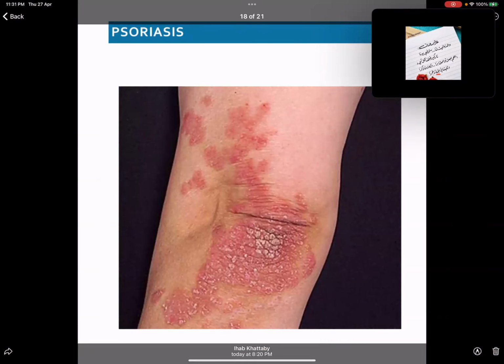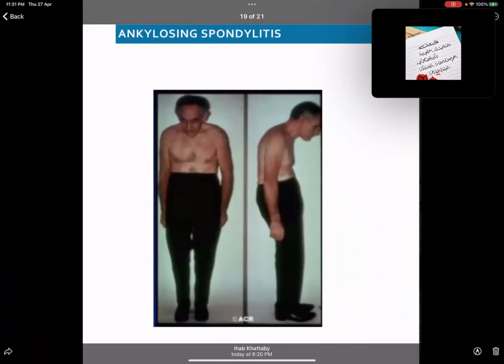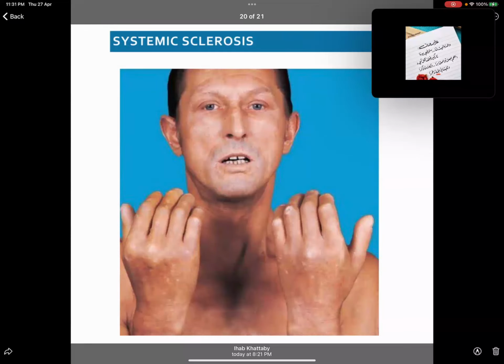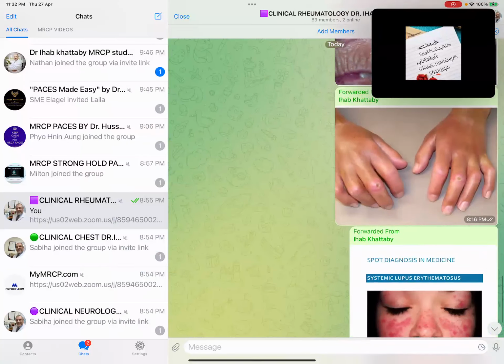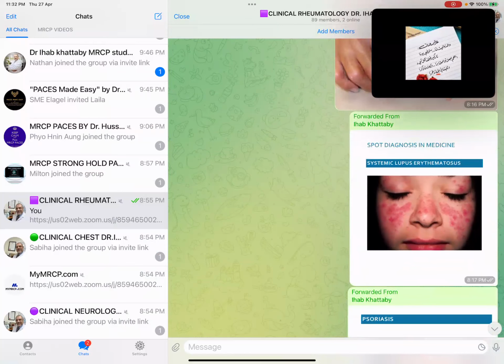These are silver scales of psoriasis, never to be missed. This is ankylosing spondylitis. Do you think you will miss this patient in the exam? You will not miss the diagnosis of ankylosing spondylitis in the exam. Systemic sclerosis with scleroderma, puckered mouth, tapered nose, sclerodactyly, infarction of the skin, glistening and tight skin, tightness of the skin, rheumatoid arthritis. These are beautiful pictures that summarize a long story at one glance.